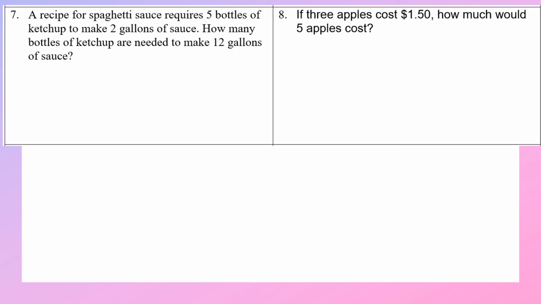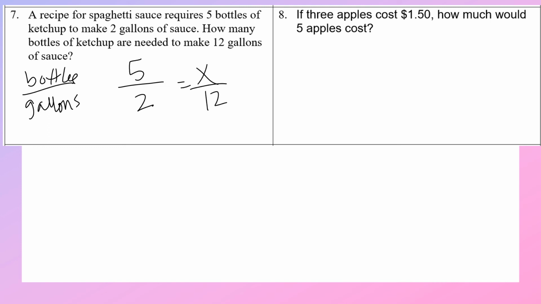Recipe for spaghetti sauce requires 5 bottles of ketchup to make 2 gallons of sauce. So we're going to do bottles to gallons. I don't want sauce, I want gallons here, sorry. Gallons. 5 bottles of ketchup to make 2 gallons of sauce. How many bottles of ketchup are needed to make 12 gallons of sauce?